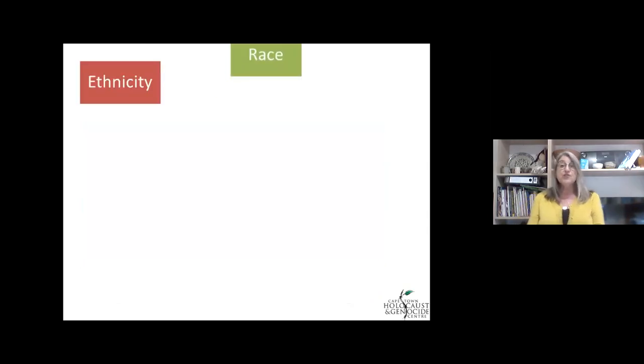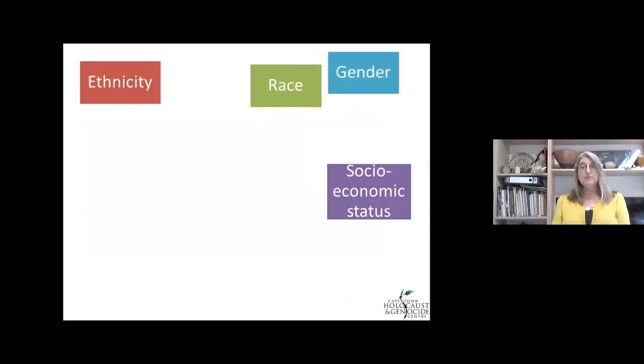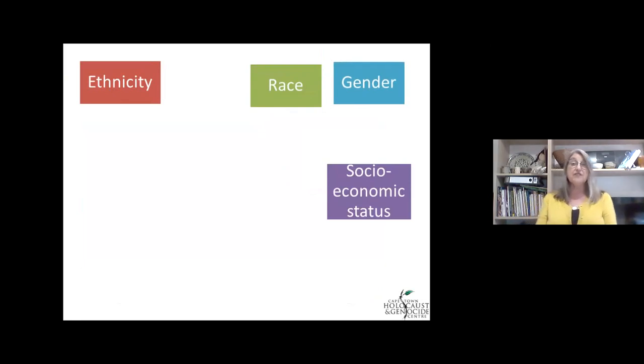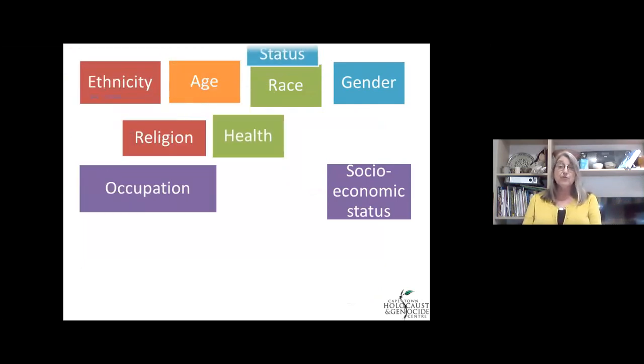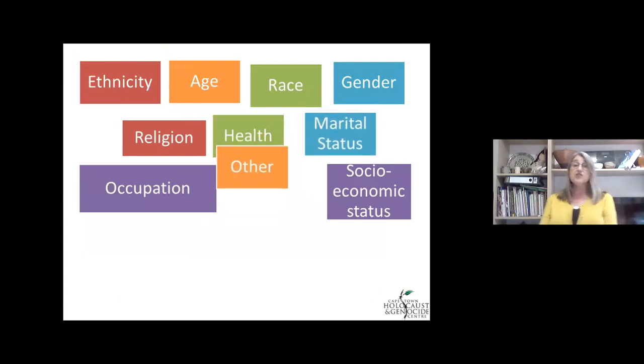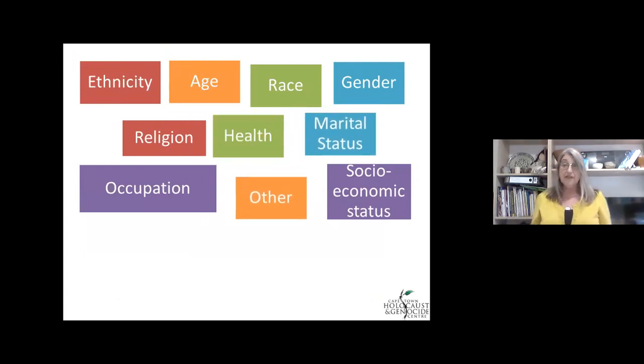So we have the word genocide, and this word was first used during the Nuremberg trials after World War II. Now, I'm going to put some words on the screen, grade 9, and I want you to look at them as they bounce onto the screen. We've got ethnicity, race, gender, socioeconomic status, age, religion, health, occupation, marital status, and then I've put other because there are things like sexuality that you might like to think about in terms of yourself, or any other way in which you identify yourself, or in which you identify others.